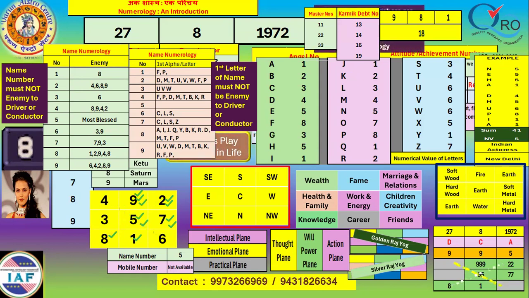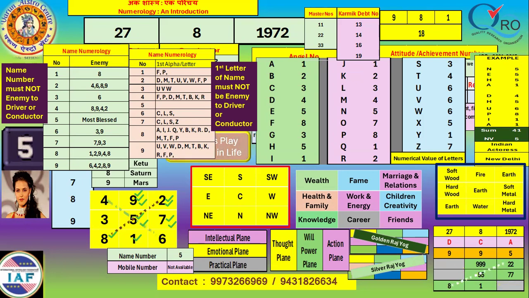This has been taken from the alphabets with the numerical values which is already placed here. So this is very, very important. These two particulars, you should note it down: numerical values of the alphabets, and enemy numbers and enemy alphabets for various numbers.